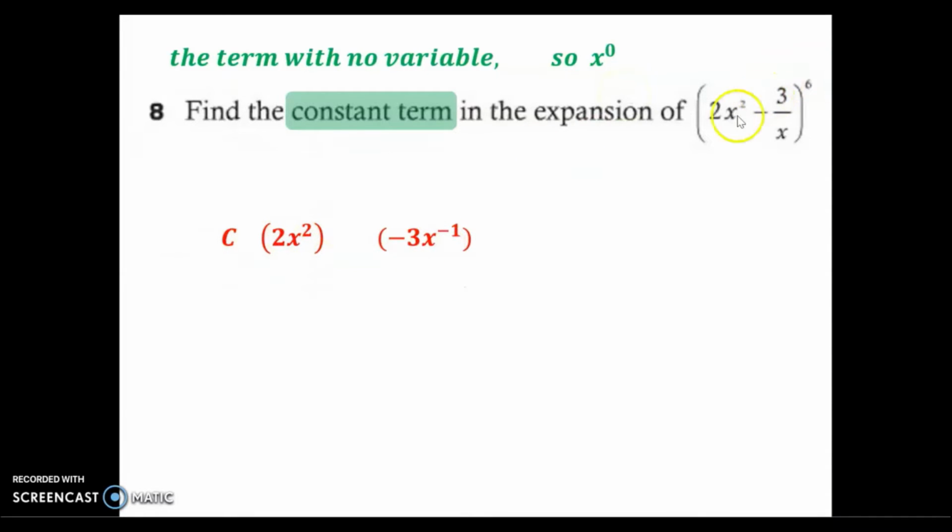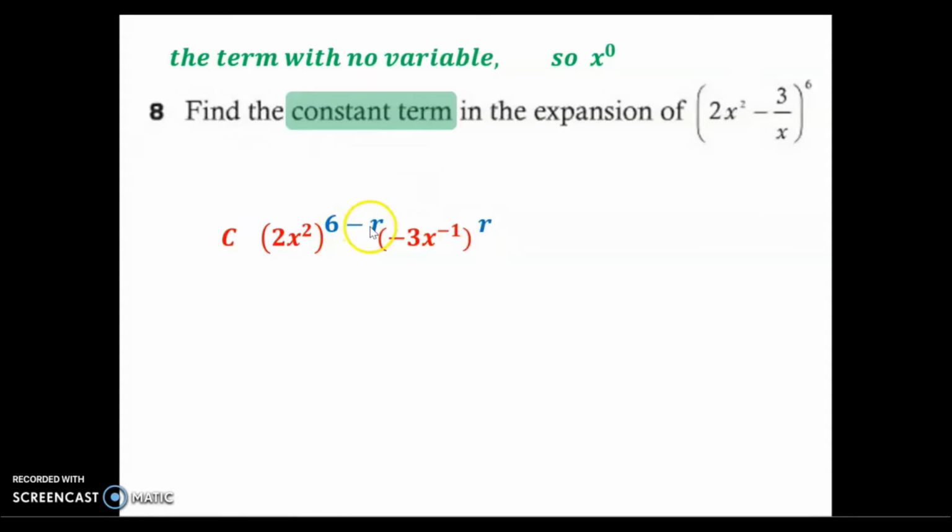Here's our first thing. Here's our second thing. And notice I brought that x up to make it x to the negative 1. Okay, so now the exponents are r, because for now we're going to say we have an unknown. We don't know what term number it is. We just know we need x to the 0 to be the result of all the x's. So some power here, we don't know what power.